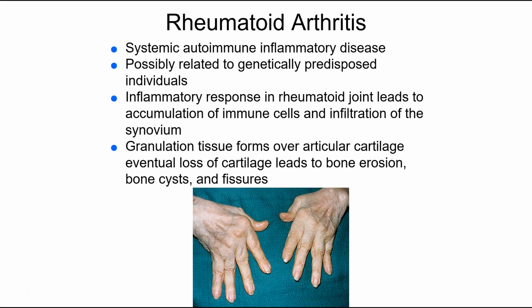Rheumatoid arthritis is going to be a systemic autoimmune inflammatory disease. Some of the more obvious manifestations are going to be that the immune system is attacking joint spaces, finding granulation tissue forming over articular cartilage in particular, leading to bone erosion, bone cysts, and fissures. So this is going to be a painful disorder of joints, especially non-weight-bearing joints, especially in the hand. And that's one way that we'll see to differentiate it from osteoarthritis.